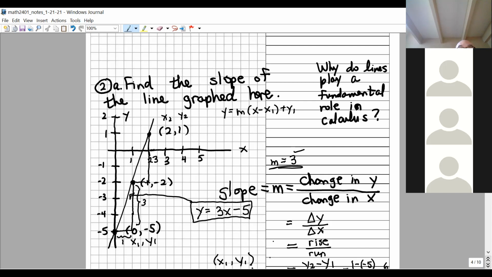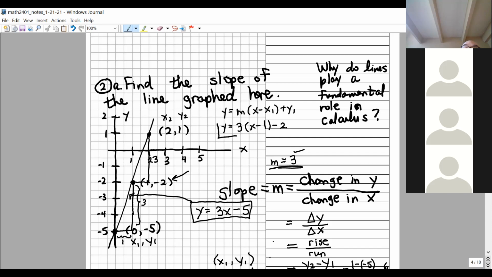Do we know a point on the line? Sure, we know lots of points on this line, correct? Well, we know 3 of them for sure, and you can use any one of those 3 that you like. Let me use this one just for fun. So here's another way of writing down the formula for this line. We would have 3 times x minus the x coordinate of this point. The x coordinate at this point is 1, and then add on the y-coordinate of this point. Well, the y-coordinate of this point is -2.